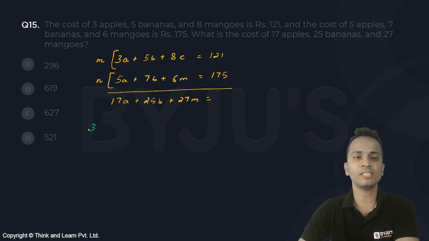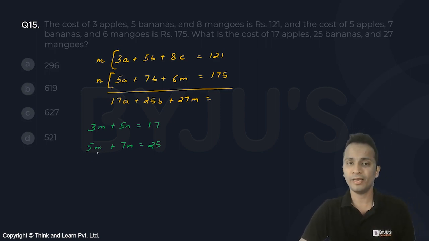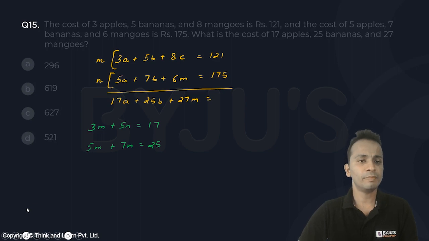So let us write these equations. 3m plus 5n is equal to 17. And the second equation, 5m plus 7n is equal to 25. Now I'll solve these two equations for the values of m and n. We'll cross check it for the third set of variables, which is not required in this case. I'll make a small change.